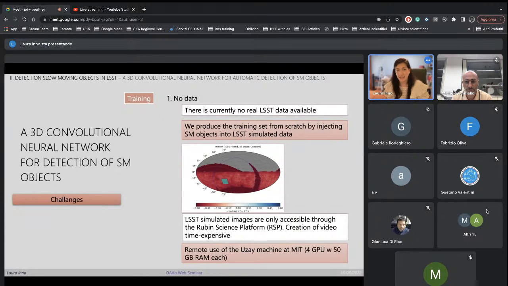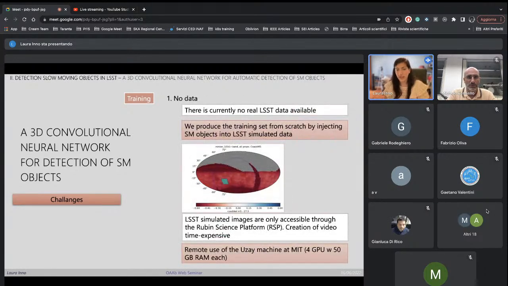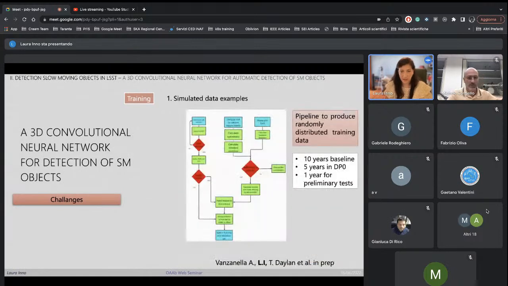So taking the LSST image and then painting solar system objects in it. This takes time because LSST data can only be accessed through the Rubin Science Platform, and downloading all the data from each of the visits is very expensive. For everything that we can do offline, we use a machine at MIT because this work is in co-supervision with Tansu Daylan that works at MIT.